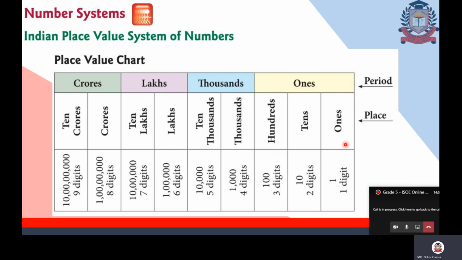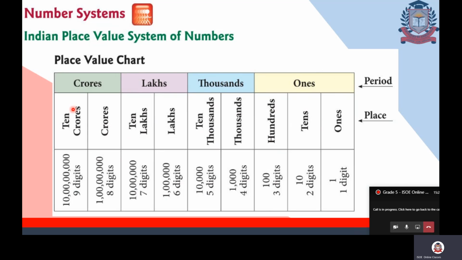Yes. See, in ones place, the number will have 1 digit. In tens place, the number will have 2 digits. If it is in hundreds place, the number will have 3 digits. If it is in thousands place, the number will have 4 digits. If it is in 10,000s place, the number will have 5 digits. If it is in lakhs place, the number will have 6 digits. If it is in 10 lakhs place, the number will have 7 digits. And if it is in crores place, the number will have 8 digits.